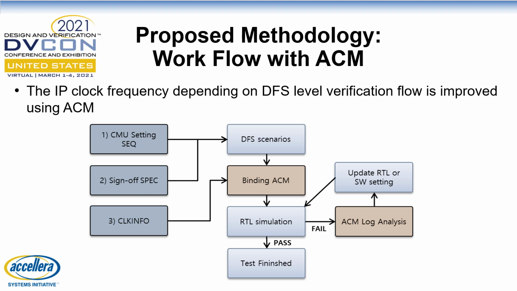Lastly, clock info includes the clock tree information and CMU components of each block's clock logics. It's for the relationship between CMU components and IP clock, and it's used for binding the active clock monitors. The CMU setting sequence and clock info files are generated by the CMU RTA generator, and the sign-off specification is delivered from the design team. These three input files are used for automated test bench generation.